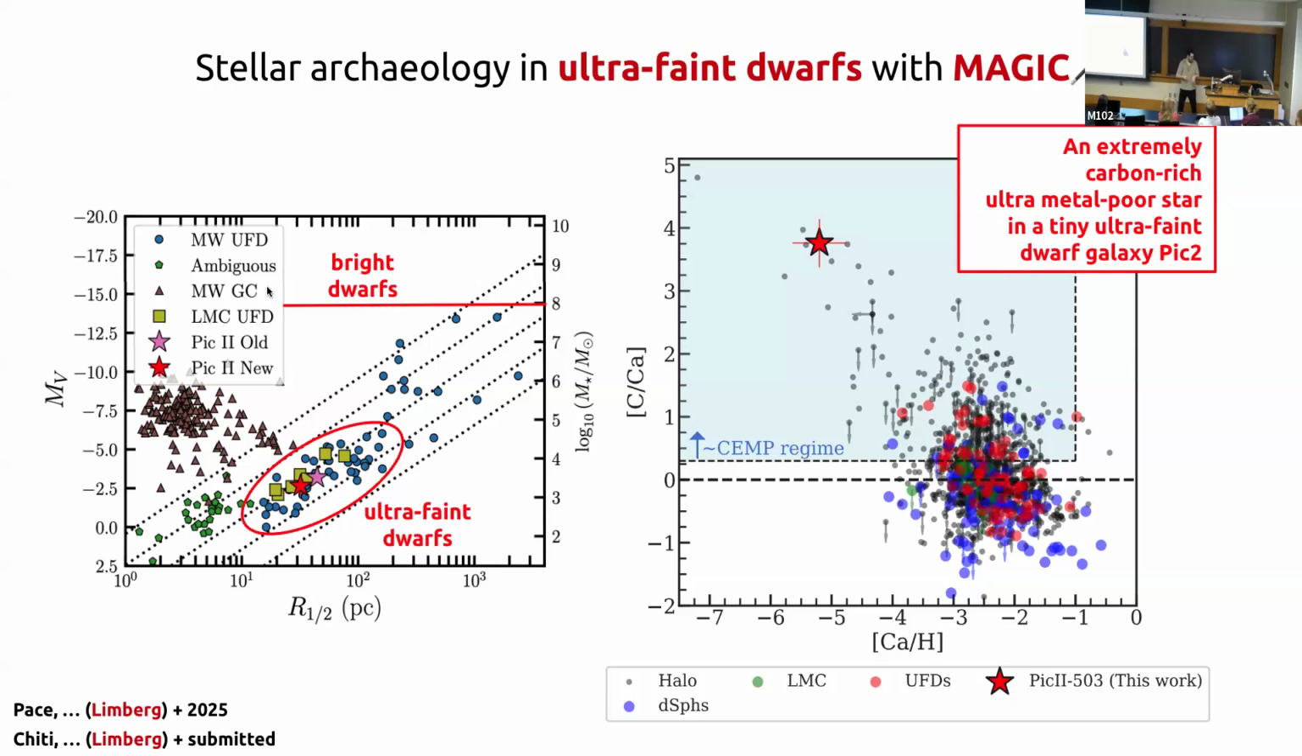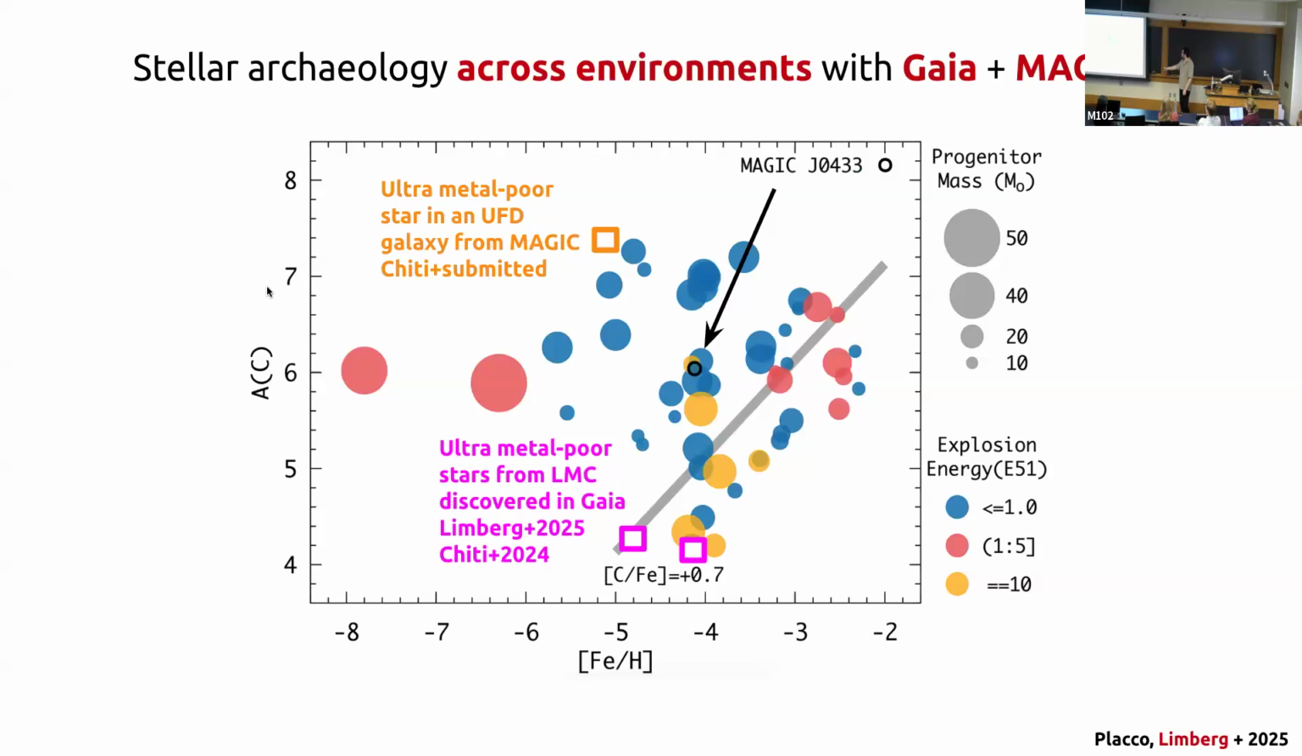So wrapping everything up, what I think is happening is the following. I mentioned that the high carbon abundances are associated with low explosion energies.